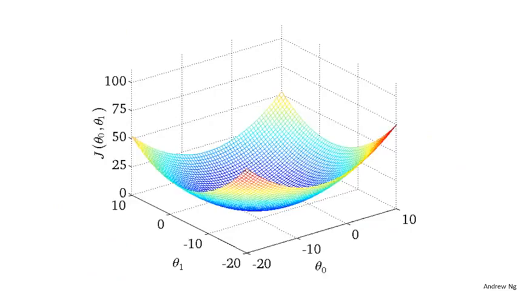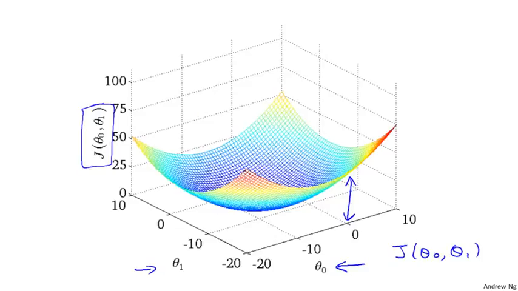So this is a 3D surface plot where the axes are labeled theta 0 and theta 1. So as you vary theta 0 and theta 1, the two parameters, you get different values of the cost function j of theta 0, theta 1. And the height of this surface above a particular point of theta 0, theta 1, that's the vertical axis, the height of the surface at the point indicates the value of j of theta 0, theta 1. And you can see it sort of has this bow-like shape.